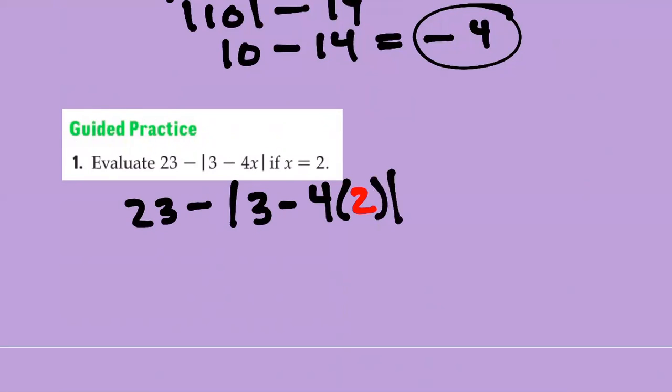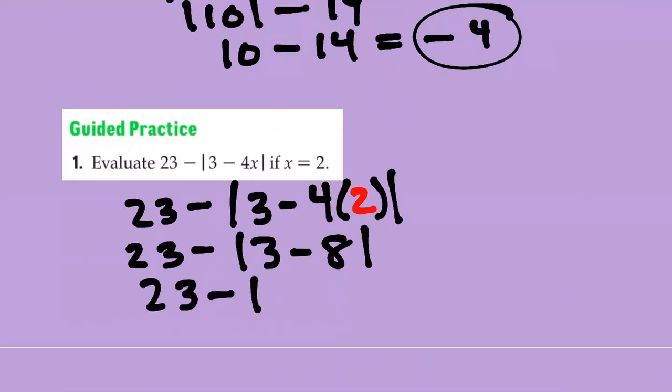So let's do the stuff inside the grouping symbols first, all right? So 3 minus 4 times 2 is 8. And then you get 23 minus, and then this is negative 5. All right, so now a common mistake a lot of people will make is they'll forget that these aren't parentheses and that they're absolute value brackets.